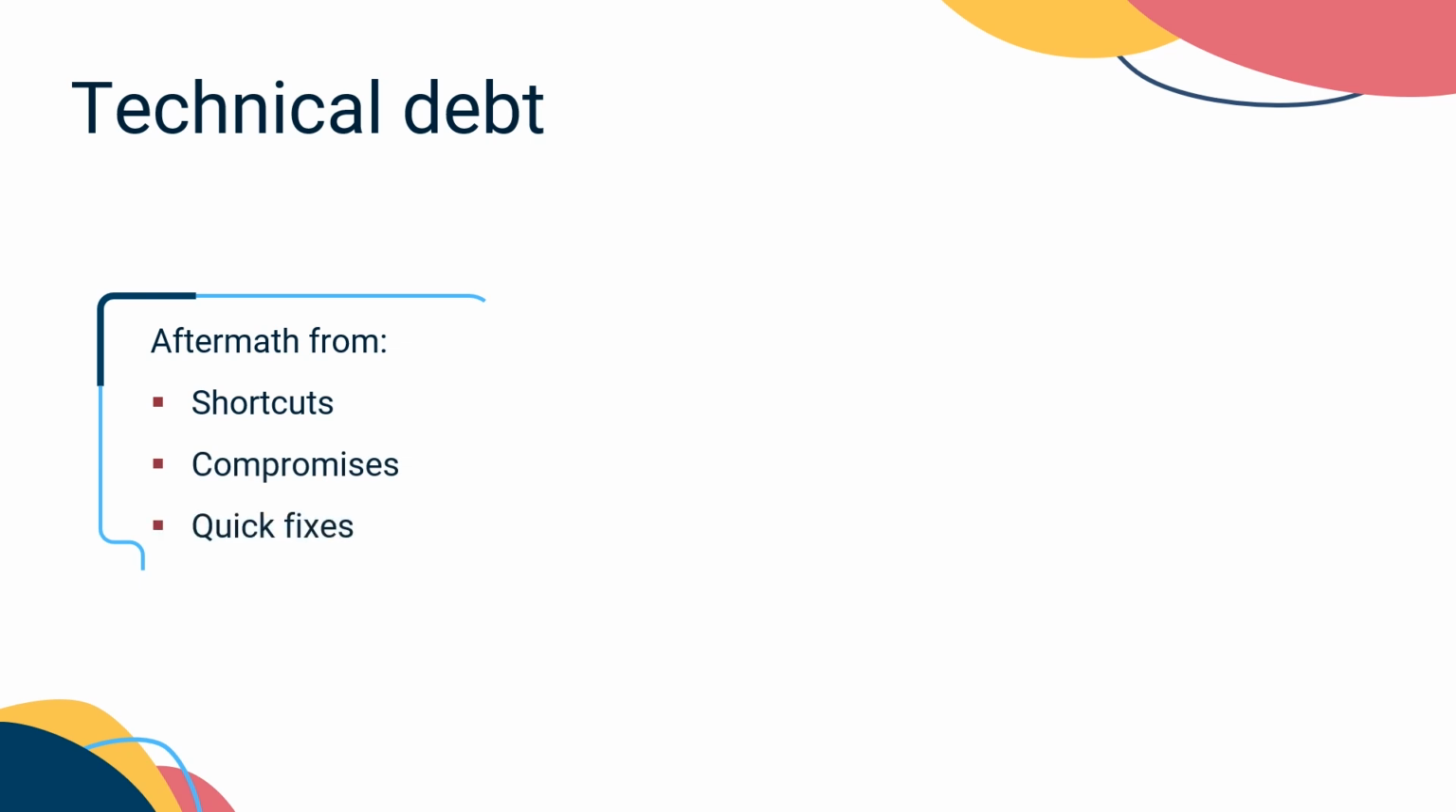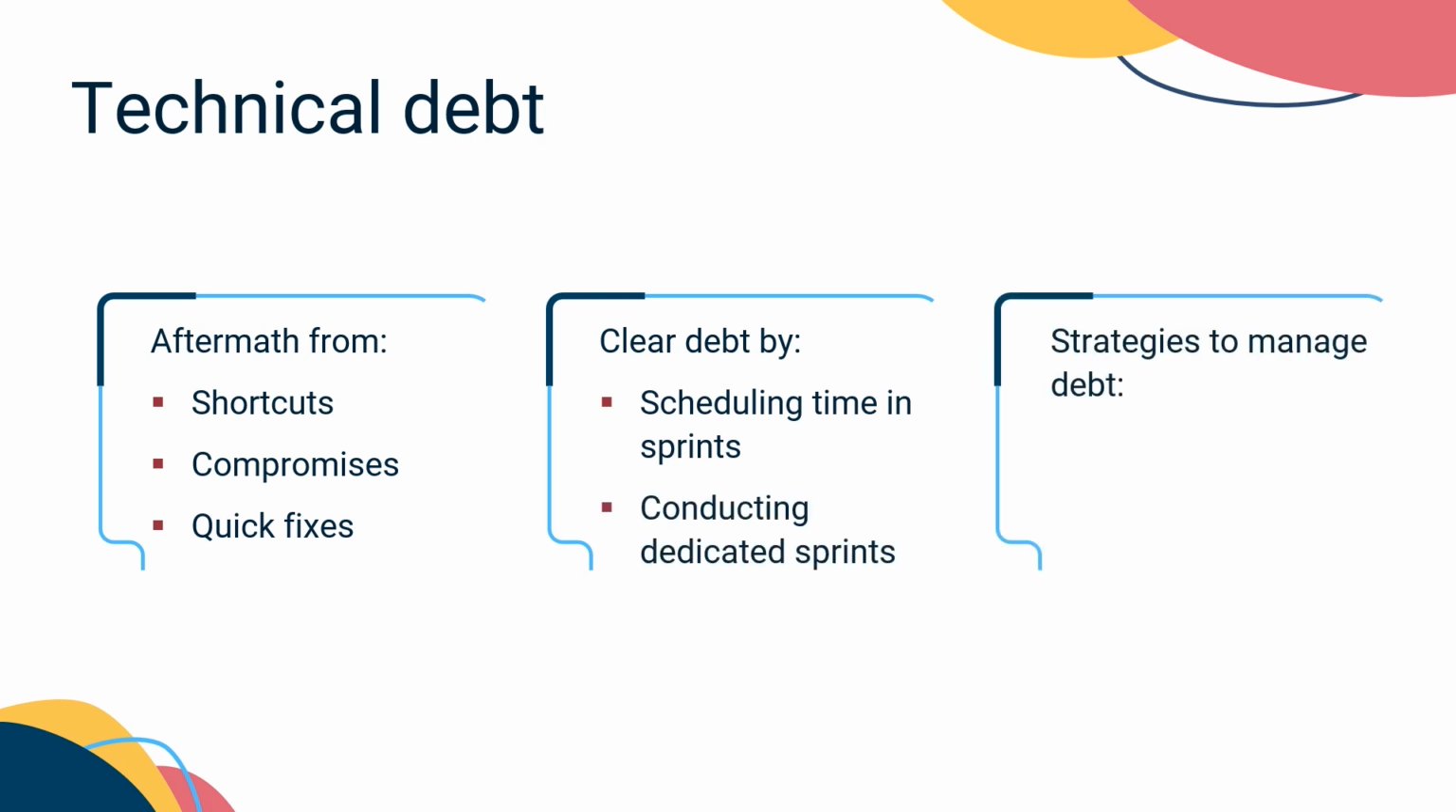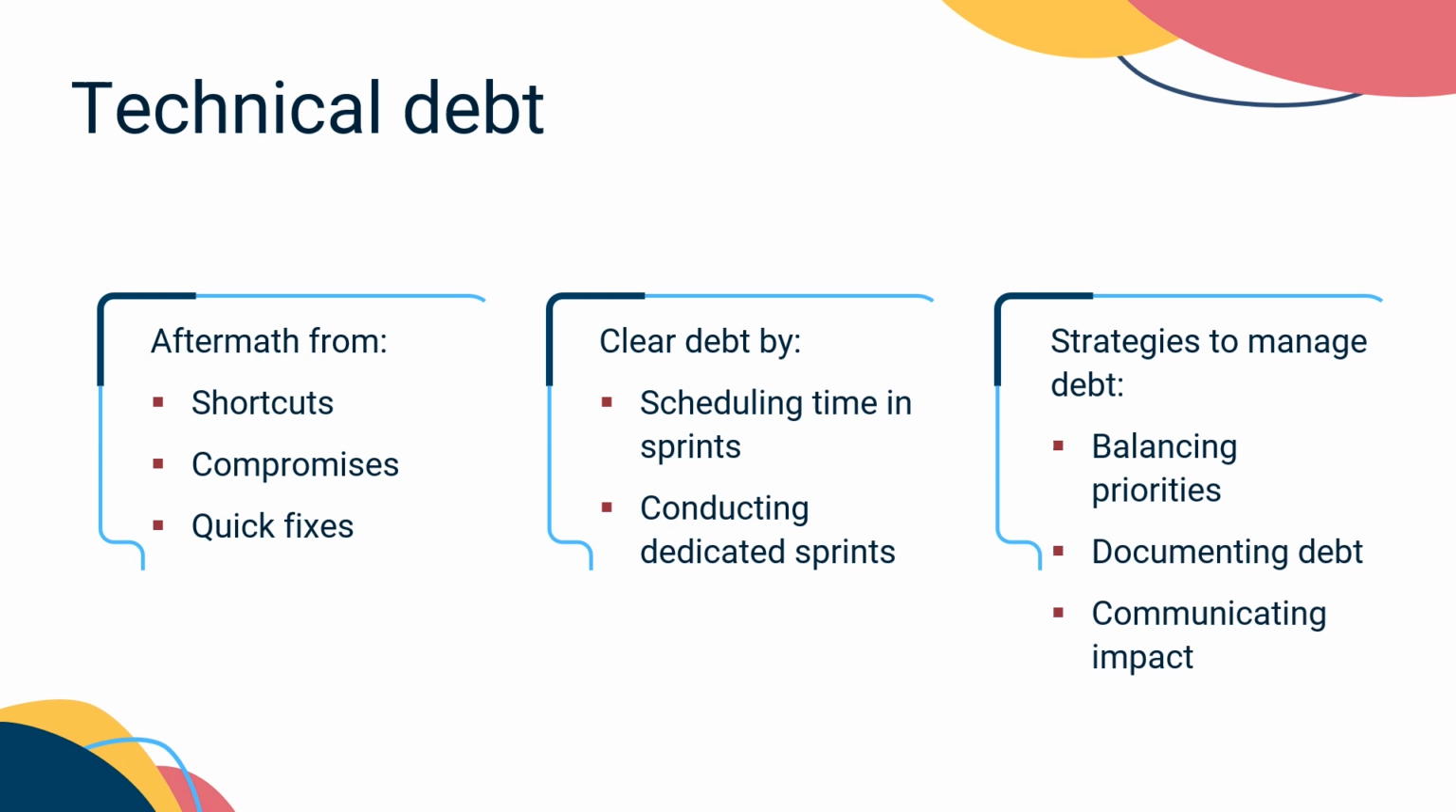Another of your responsibilities as a product owner includes managing technical debt. Technical debt refers to the aftermath resulting from shortcuts, compromises, or quick fixes made during software development that help deliver functionality faster. To facilitate clearing debt, you can incorporate time spent into regular sprints or by scheduling dedicated refactoring sprints. Strategies for managing technical debt include balancing priorities, documenting the debt, and communicating its impact so the team recognizes the value of sustainably managing it.